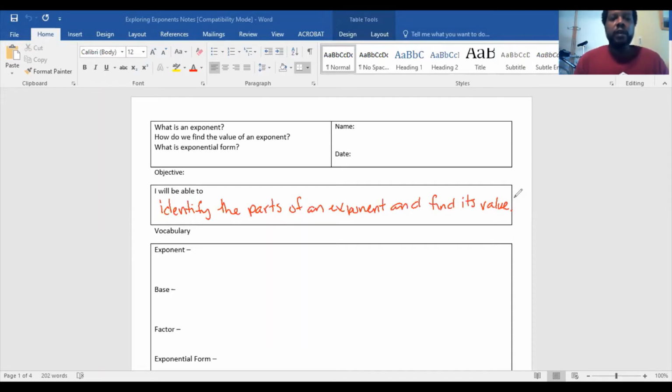All right, so what is an exponent then? So an exponent is going to be a value expressed as repeated multiplication of the same number.